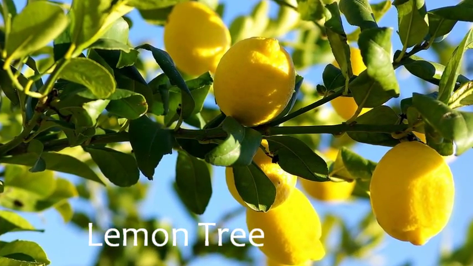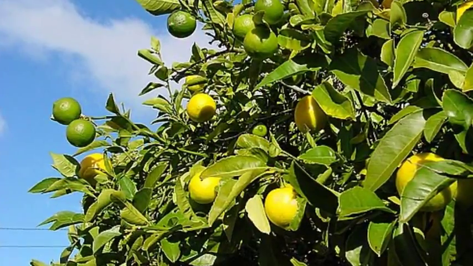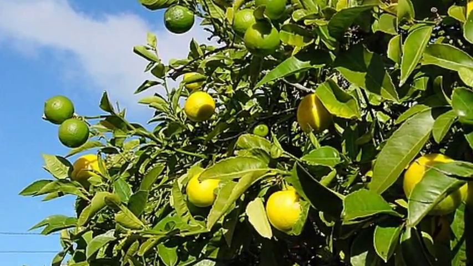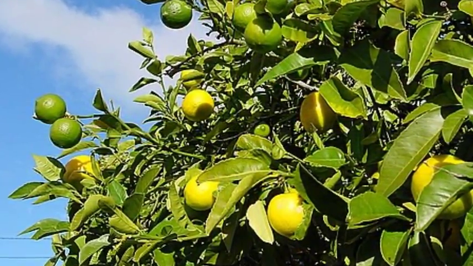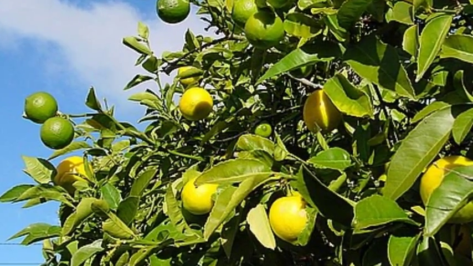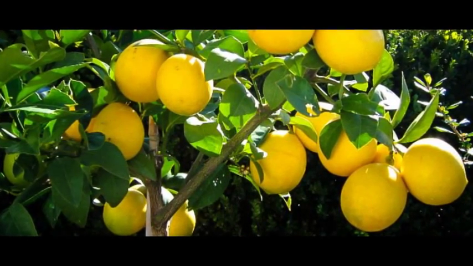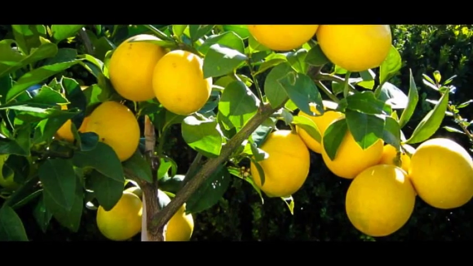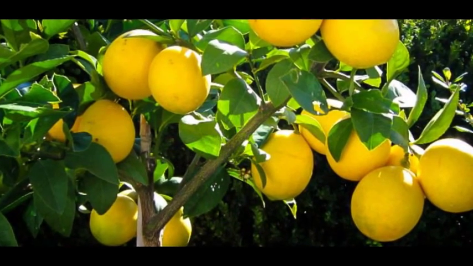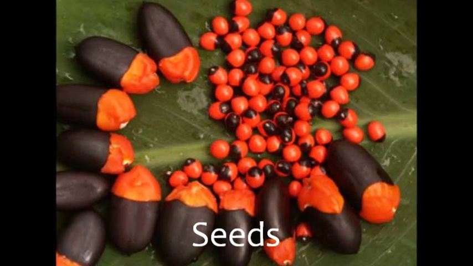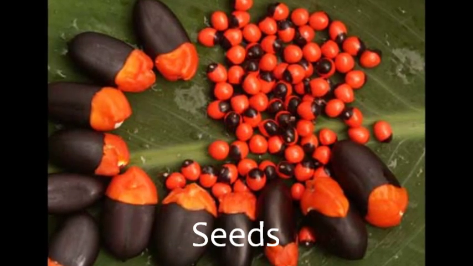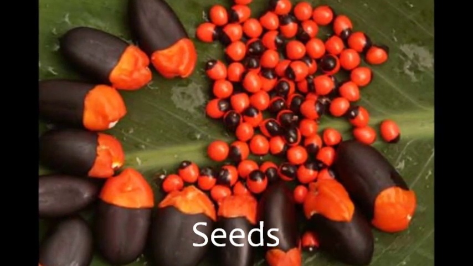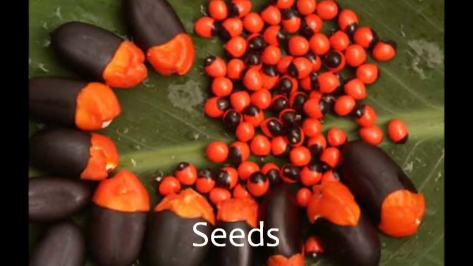It is an evergreen tree. It blooms a white flower and produces fruit all year round. Each tree can produce between 500 and 600 pounds of lemons a year. Also, the tropical rainforest has a variety of different species of seeds.